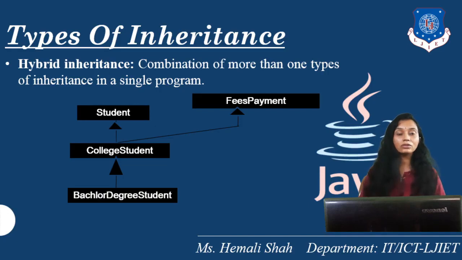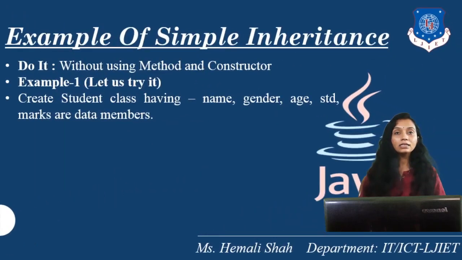Now if you focus on the student, college student and bachelor degree student, you will get multi-level inheritance, and this whole inheritance figure has multiple inheritance and multi-level inheritance in a single image. So here it is a hybrid. So this is the example of hybrid inheritance, a combination of more than one type of inheritance in a single program, right?